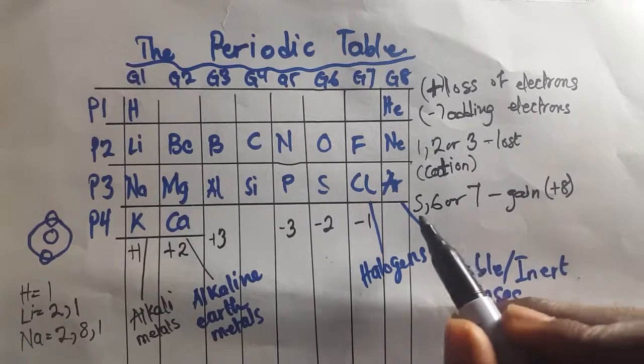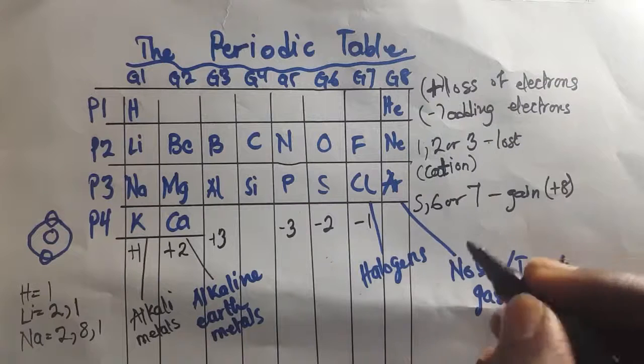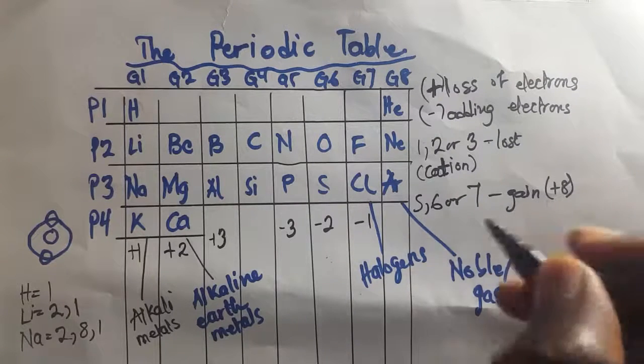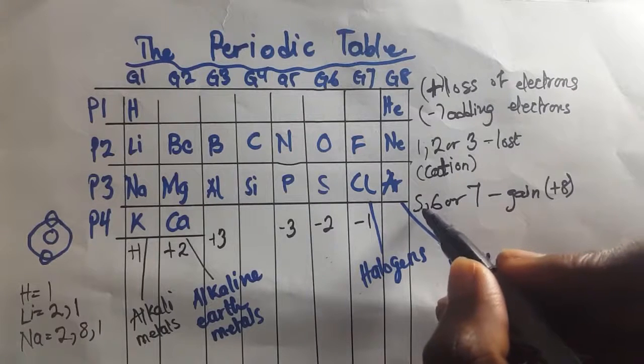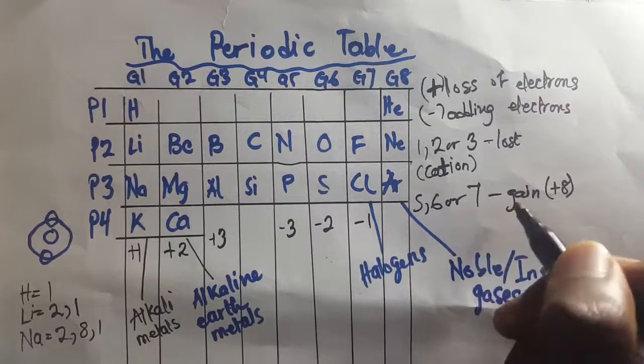Now, when an element has 5, 6, or 7 electrons on the outermost shell, it gains a number of electrons to add up to 8. When an element has 5 electrons on the outermost shell, it will gain 3. It will need 3 to be 8.